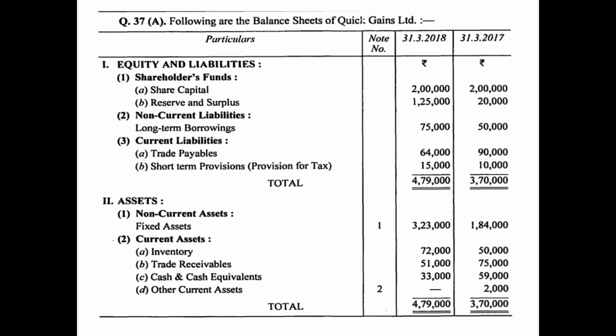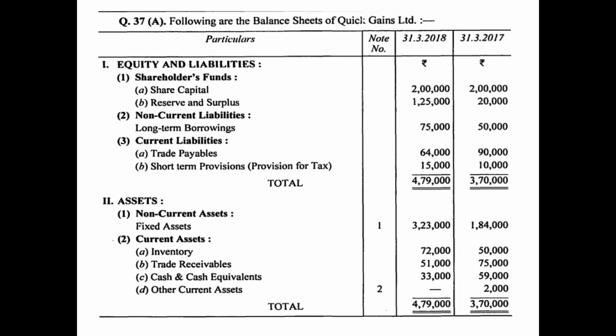The question says, following are the balance sheets of Quick Gains Limited. Now as you can see, the vertical format of the balance sheet is given to you since it's a company. The current year balances are shown as 31st March 2018 and the last year balances are shown as 31st March 2017. The first is share capital. No working note is given, no note number is given. We can see that last year it was 2 lakh, and the current year also it is 2 lakh. So that means there is no inflow or outflow of cash.